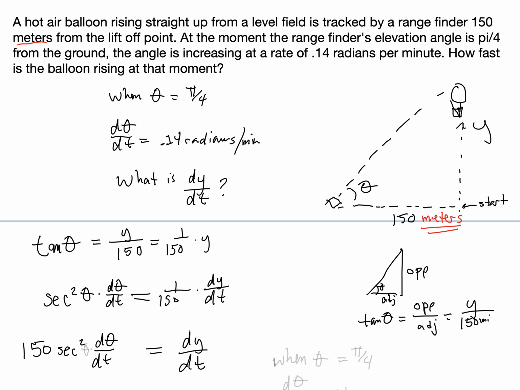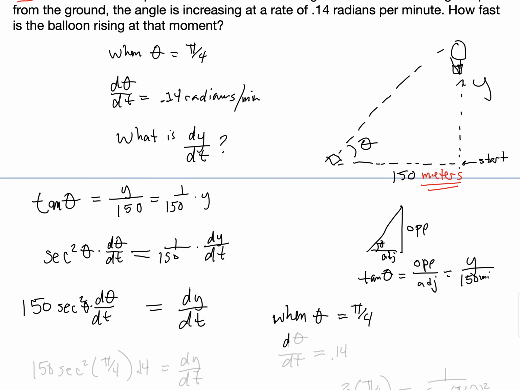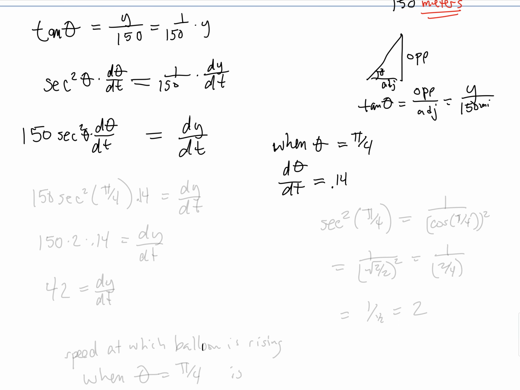So we have 150 times secant squared theta times d theta dt is equal to dy/dt. And we are interested in that particular moment of time when theta is equal to pi over 4 and when d theta dt is equal to 0.14. At that time, what are these different values equal to? So d theta dt, no problem.